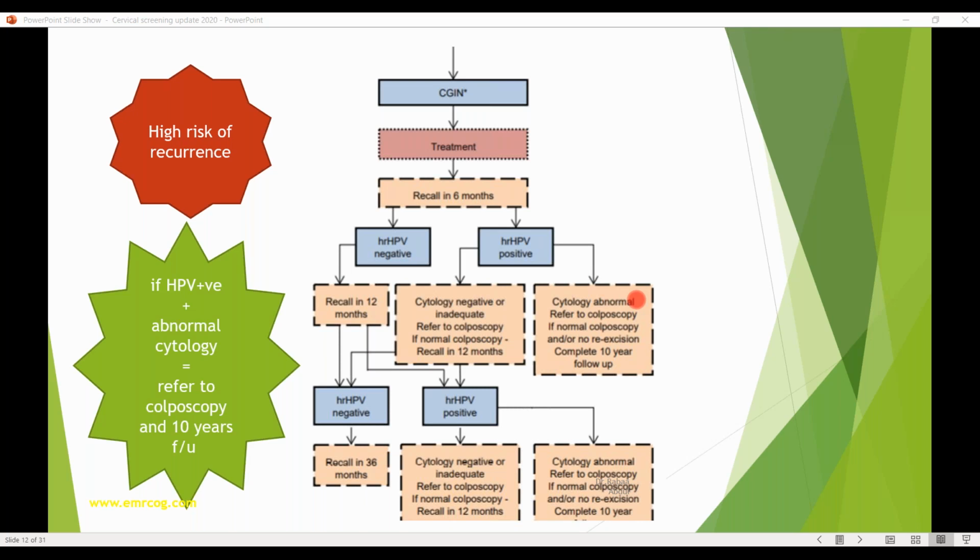So we have Miss Y, who has been referred to the colposcopy because her HPV came positive with abnormal cytology, and they found it on colposcopic examination, and biopsy was taken and confirmed the CGIN lesion, which has been treated. The patient has been seen for a follow-up for test of cure after 6 months, while her HPV came positive again, and her cytology came inadequate. What's the next step?